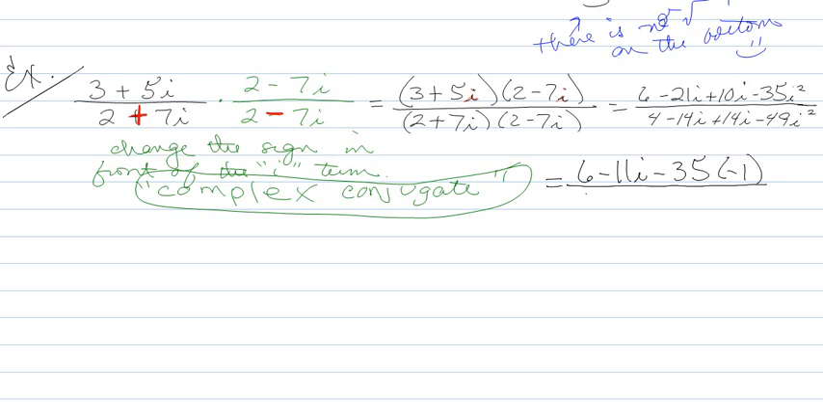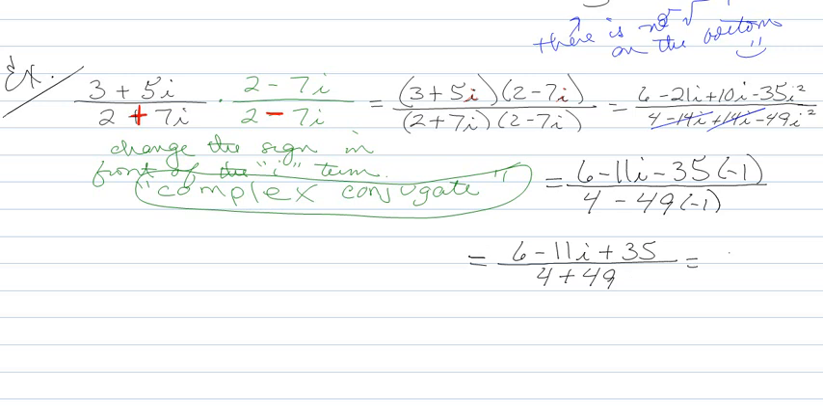All right. Then on the bottom, I've got 4. Then I've got negative 14i plus 14i. So what's happened now? That's right. The i's have canceled out. Say, but I've still got an I on the bottom. Well, only kind of. I've got negative 49i squared, but I squared is equal to negative 1. So I've got 6 minus 11i plus 35 all over 4 plus 49.